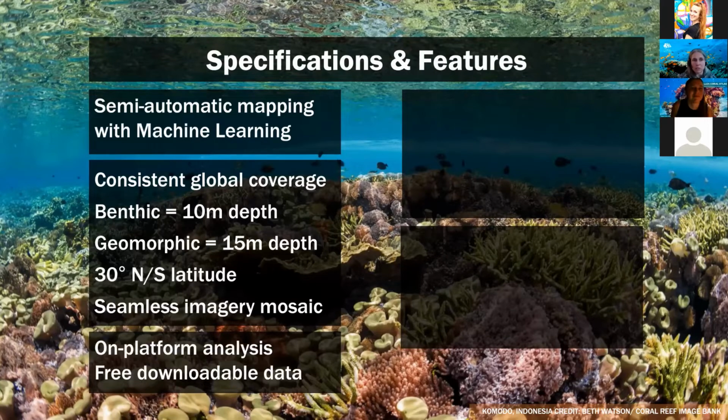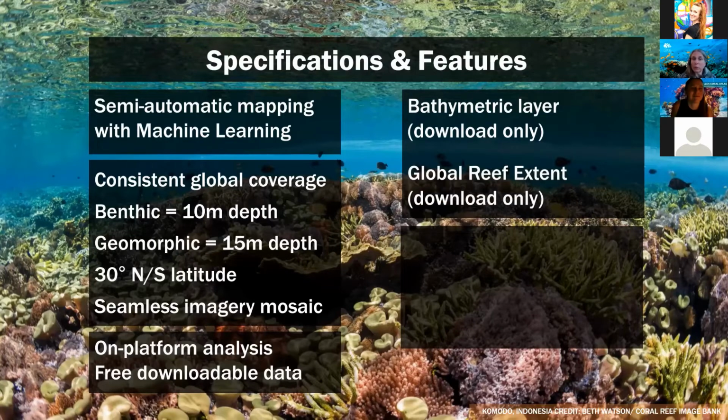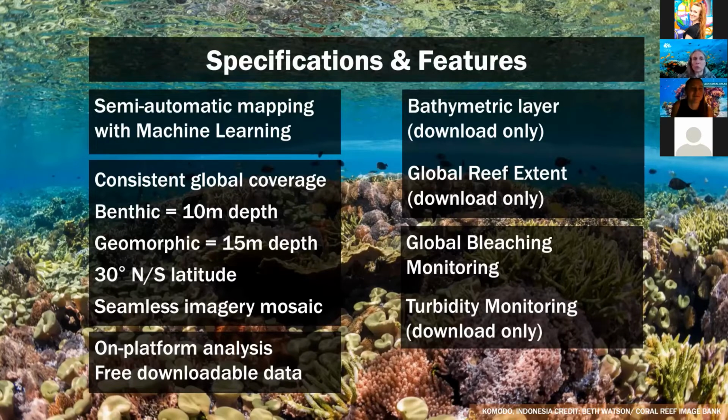And there's a seamless imagery mosaic that's also available. There are analytic tools available on the platform. You'll see more about that soon. And if you register, there's free downloadable data. A few other downloadable features include a bathymetric layer, a global reef extent layer, and a new product that was, again, just part of the early dream: global coral reef monitoring. And there's also turbidity monitoring data available for download.